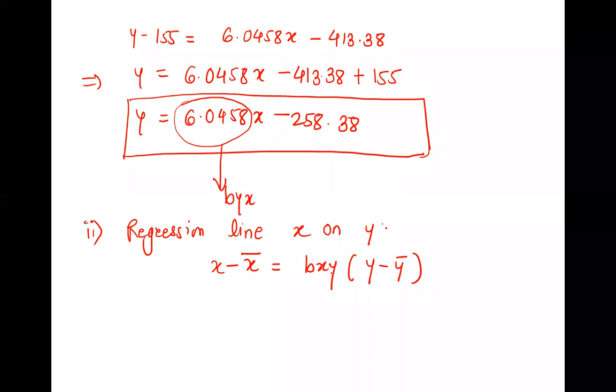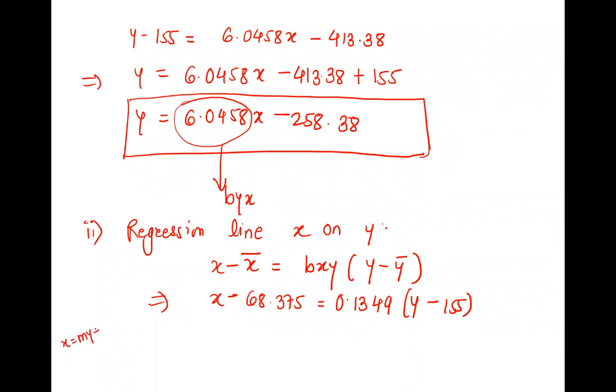Chalo. So we have x bar, we have y bar, we have bxy, everything we do have. So put it here and solve. x minus x bar. What was x bar? 68.375. Yes, 68.375 is equal to bxy, 0.1349, right? y minus y bar. What is y bar? 155. Correct. So we wanted x on y, like x is equal to my plus c. This is x on y, right? So we want x on one side and other things all on the other side. So it is x. This minus will become plus there.